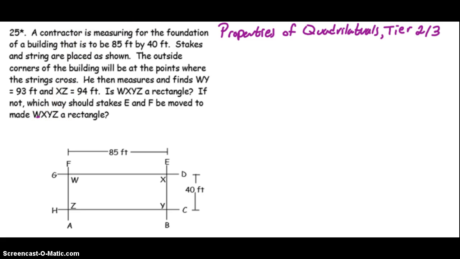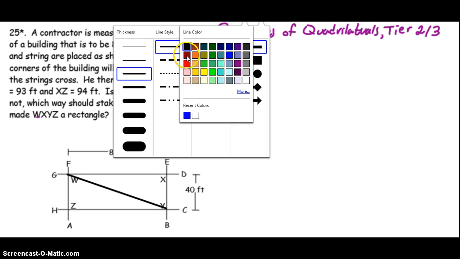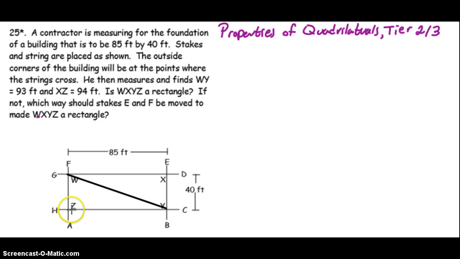Let's see. So let's label the diagram a little bit first. I've got this diagram down here, and it seems like we've got to add these diagonals in. So let's add these diagonals in, just like this. That's one. And I'll make the other one a different color. Okay, make it red, and there's the other diagonal. Alright, and we can label them as well. So it says that WY is 93 feet. So that's this black one right here, 93 feet. And it says that XZ is 94 feet. 94.